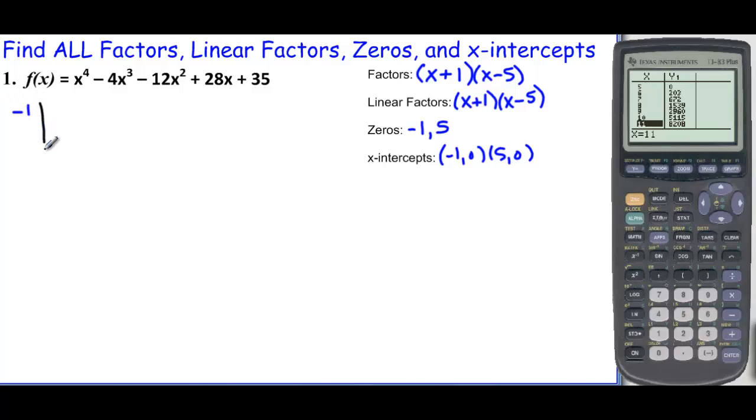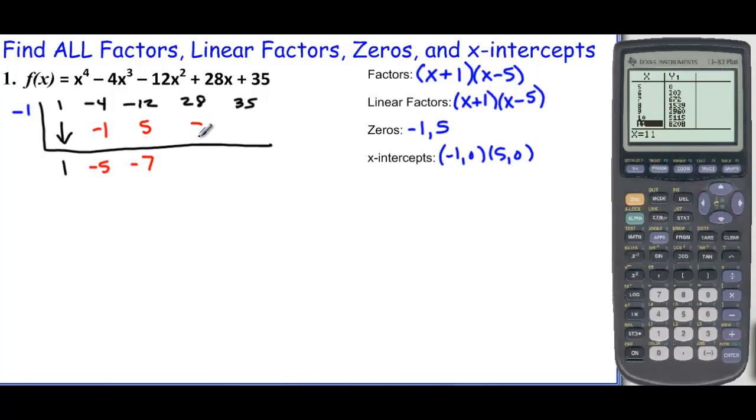Okay, I'm going to draw my little bracket and then put all my values: x to the 4th, x cubes, x squareds, my x's, and then my numbers. Now I'm just going to go through. I'm always going to drop down this first number, and then I'm just going to fill it in. Multiply, I get -1. I add, I get -5. Multiply, I get 5. Add, I get -7. Multiply, I get 7. Add, I get 35. Multiply, I get -35. And when I add, I get 0.